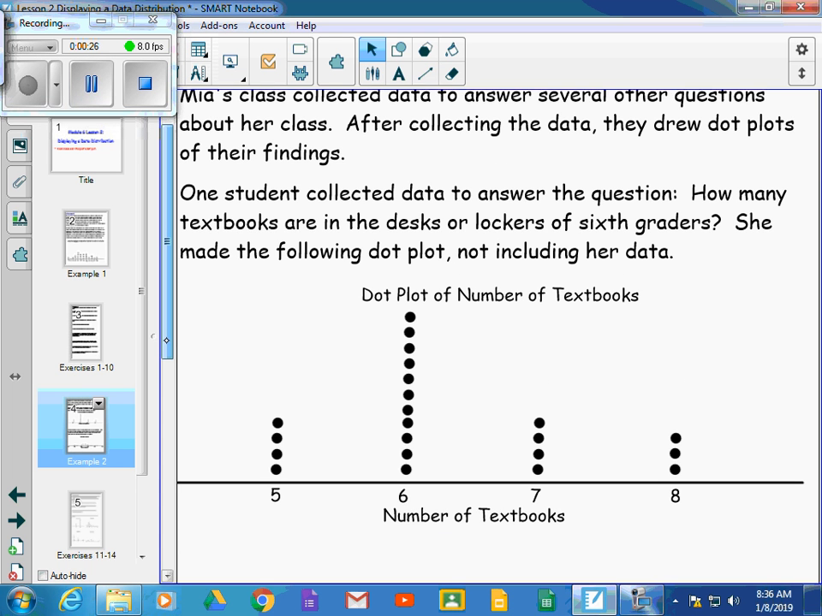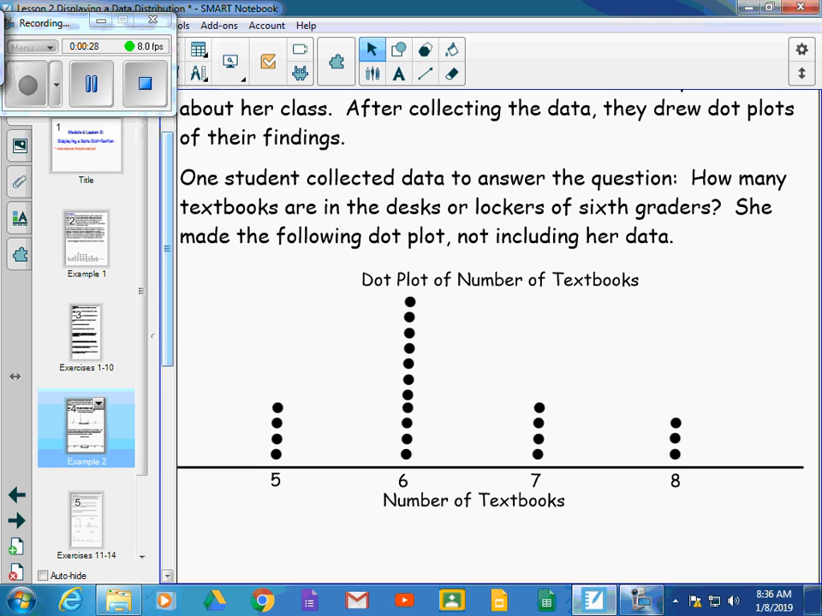Now, if we look at this, we're going to try to understand what does it mean. Well, one thing that we can tell from all of this is how many 6th graders are in this class. We can count up how many dots there are. So if we count them up, we get 1, 2, 3, 4, 5, 6, 7, 8, 9, 10, 11, 12, 13, 14, 15, 16, 17, 18, 19, 20, 21, 22. Again, 22 6th graders.